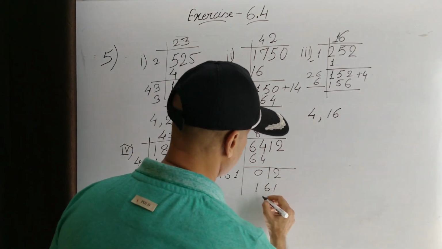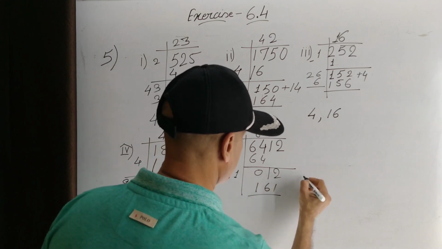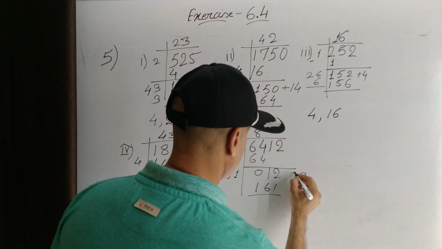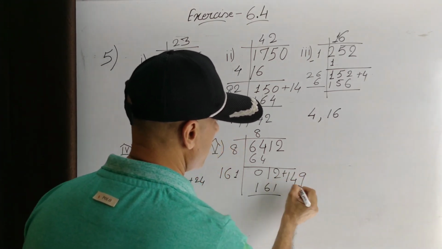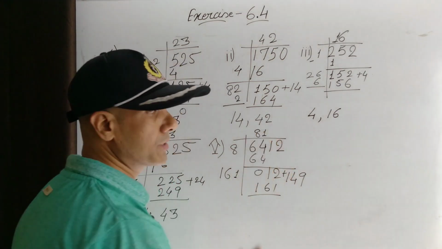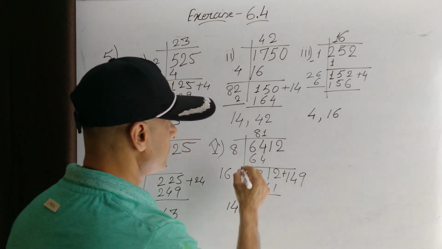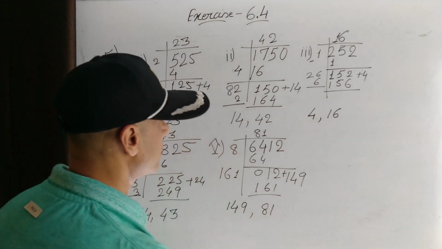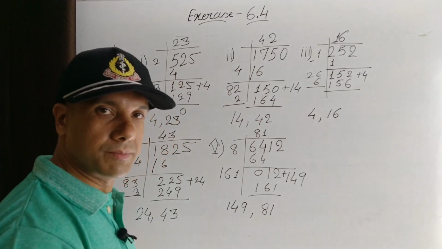So if we subtract 12 from 161, we'll get 9, and we'll have 4 and 1. That is, if we add 149 to 12, we'll get 161, and that will make this a perfect square with 1 here. So we'll have to add 149 to 6412 to make it a perfect square, and the square root of the number obtained will be 81. Clear?